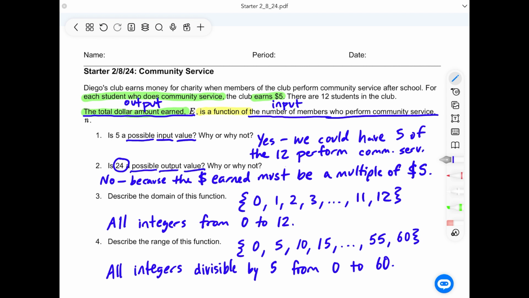Okay, so now I have appropriately described the domain and the range. The number of students is the inputs, so that's my domain. And the dollars earned in $5 increments, those are going to be the appropriate values for our range. So hopefully these made sense to you. If you had any questions on your starter, hopefully this clarified any of those questions and helped you make sense of this.